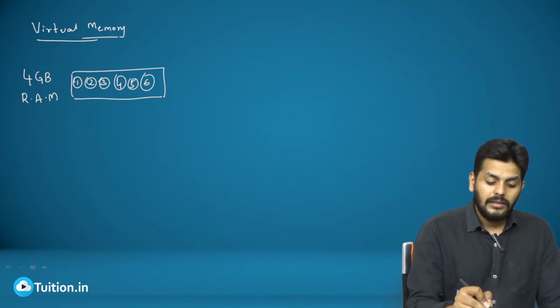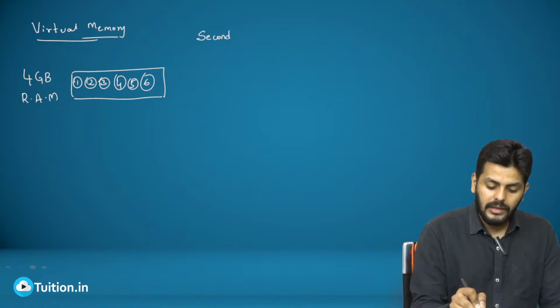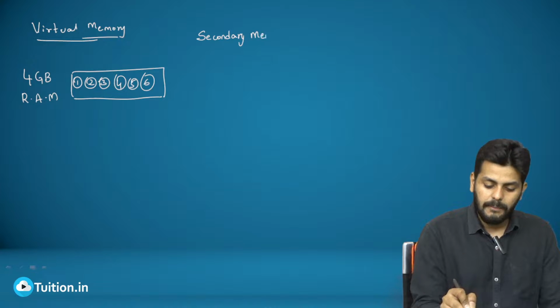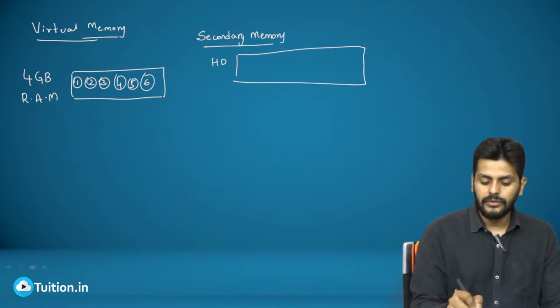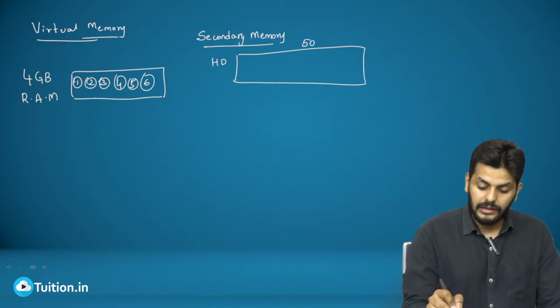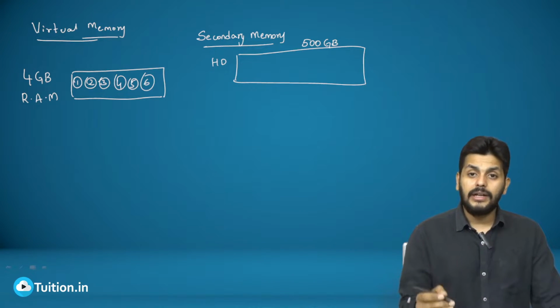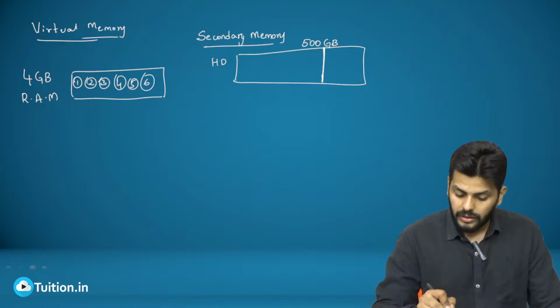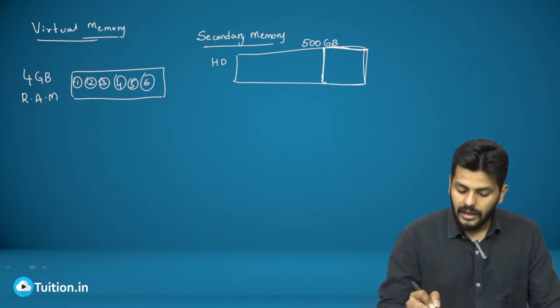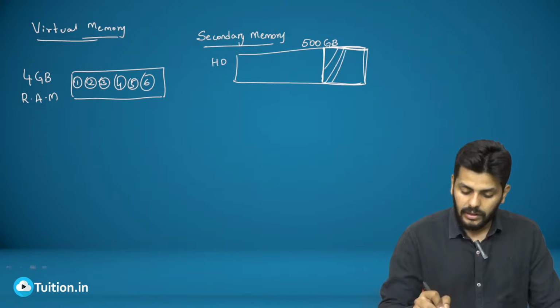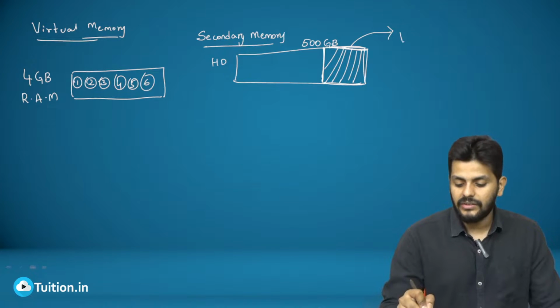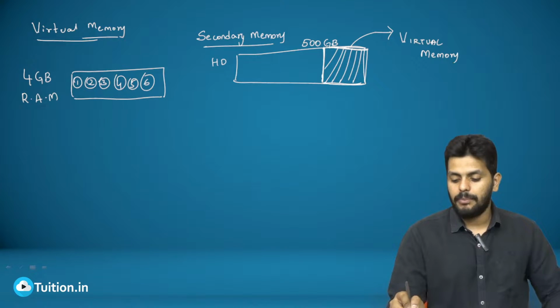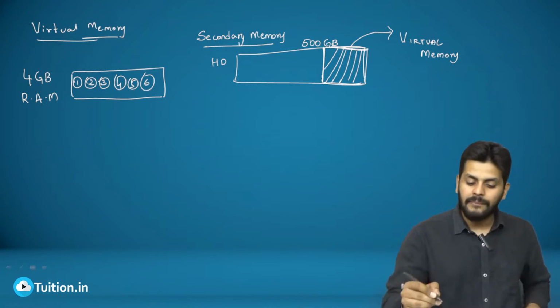Not a problem. Then there is some secondary memory here. Secondary memory is there, let's say, on the hard disk. Now this one's a huge space, a lot of space is there. Let's say this is a 500 GB hard disk. Now what the operating system does is carve out a portion. So this portion is carved out, it's not available, and whatever is carved out is labeled as virtual memory. A portion of the secondary memory is carved out and this is named as virtual memory.